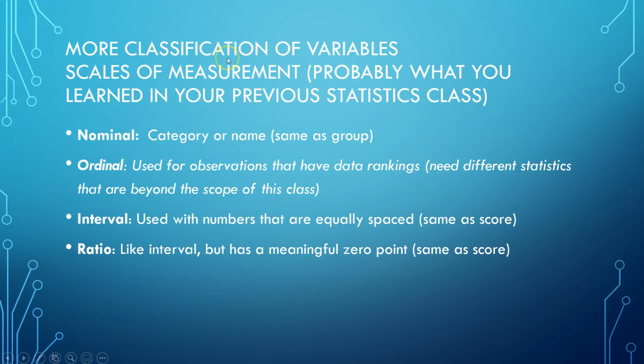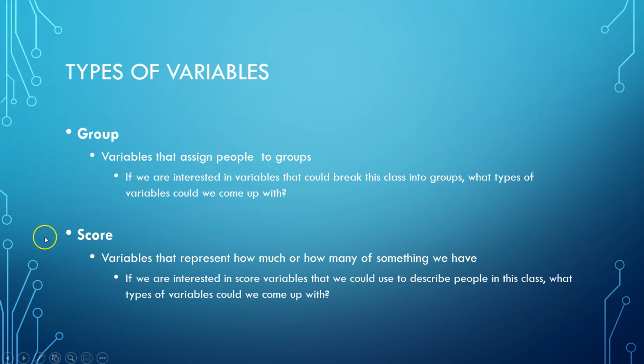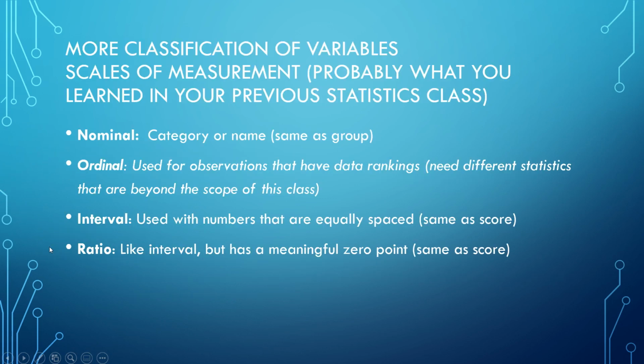Then in terms of these other levels of classification, this is probably what you learned in your previous statistics classes, the idea of nominal, ordinal, interval, or ratio. We are going to go through this because it's important statistically. In intro stats classes, this is the way we typically describe the four types of variables, but your book, and pretty much after today, will use this group versus score categorization. So this is a summary of what I'm going to talk about here.